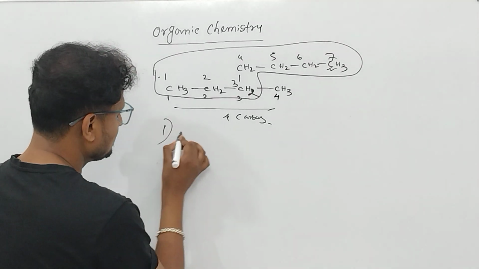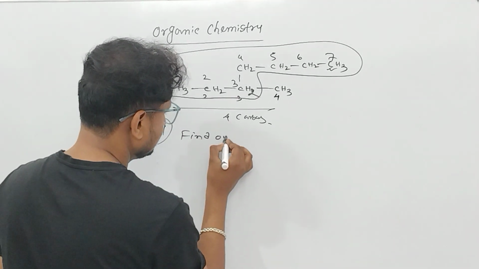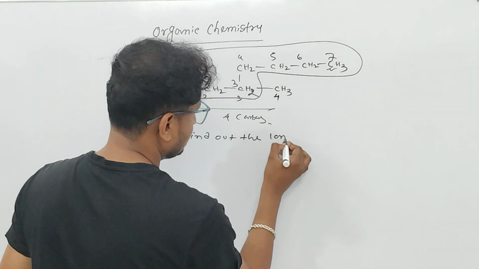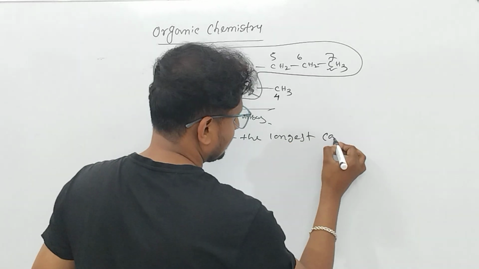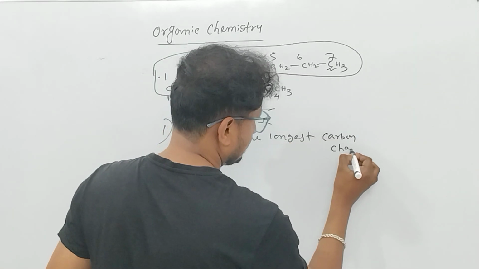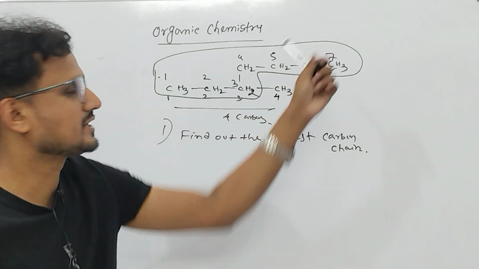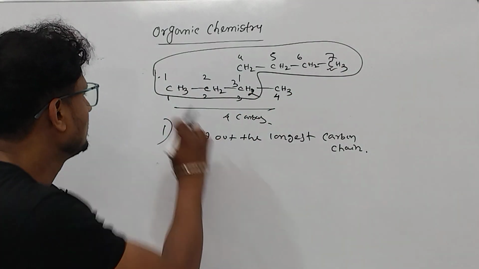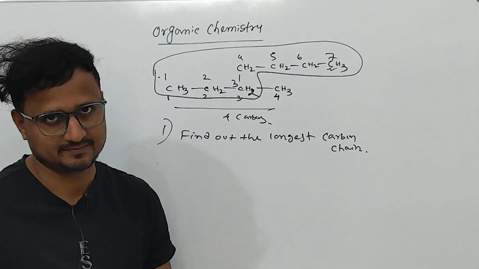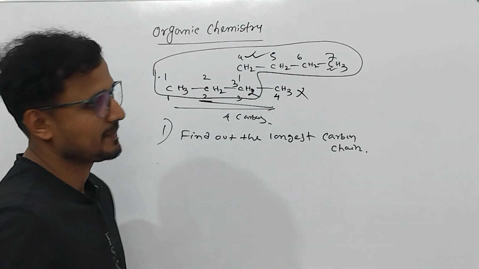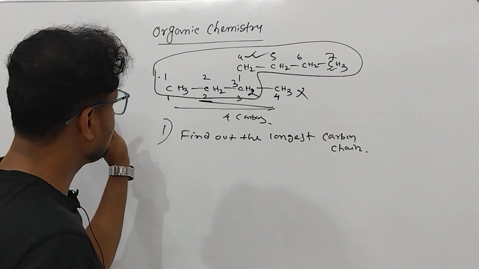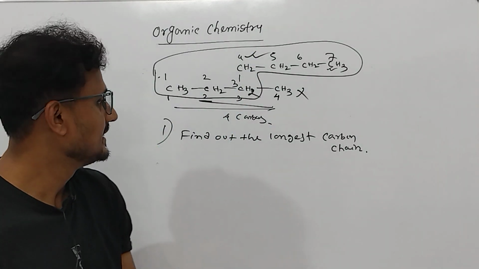Okay, so the first rule is to find out the longest carbon chain. This is the longest carbon chain, right? 1 2 3 4 5 6 7. This is wrong, this is right. So this is how you can find out the longest carbon chain.